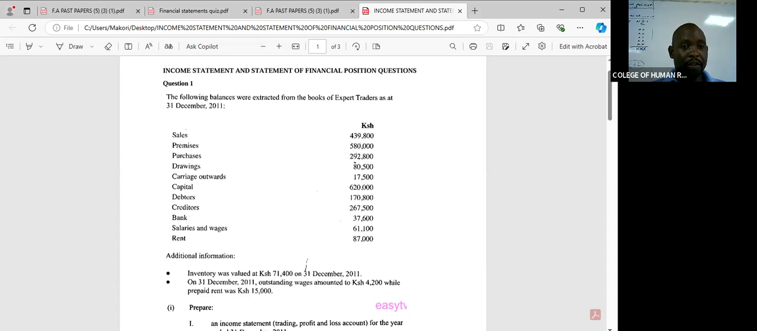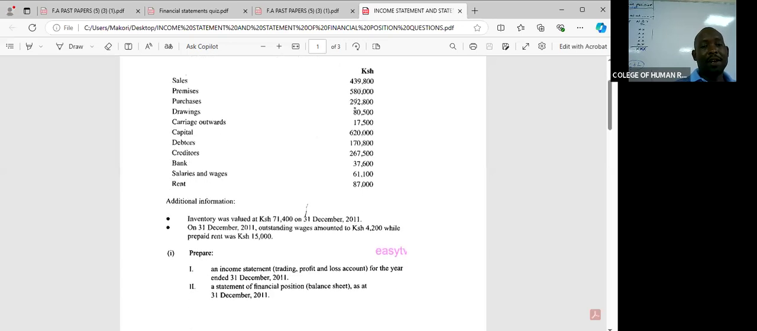We are given the sales, premises, purchases, drawings, carriage outwards, capital, debtors, creditors, bank, salaries and wages and rent. And there is some additional information here. We said the additional information in most cases we apply when we are doing the end year adjustment. There is an outstanding wages. This is an accrual, while there is a prepayment of rent of 15,000. And you are told to do an income statement and a statement of financial position for that period.